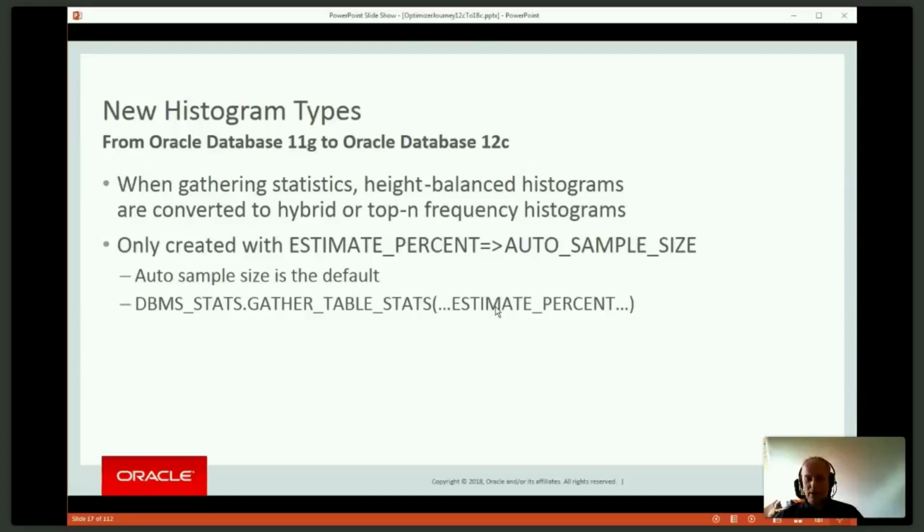Bear in mind that when you're testing an upgrade from 11G, for example, to 12C, be aware that the histograms are changing, if you have them in your database, and be aware that that can have an effect on SQL execution plans.